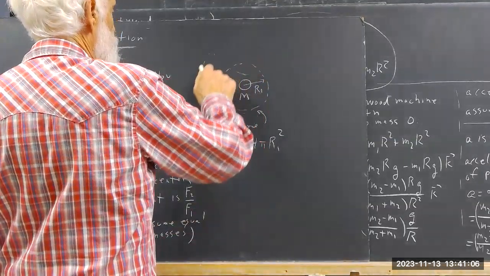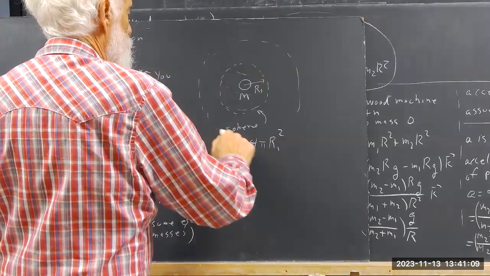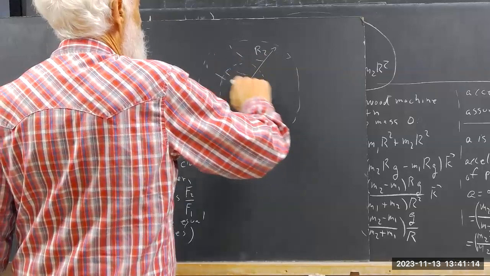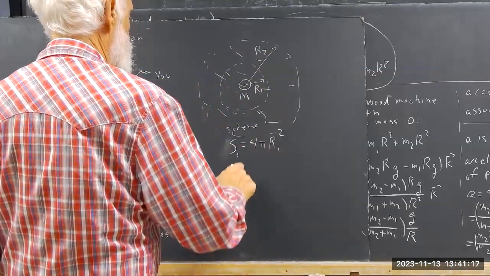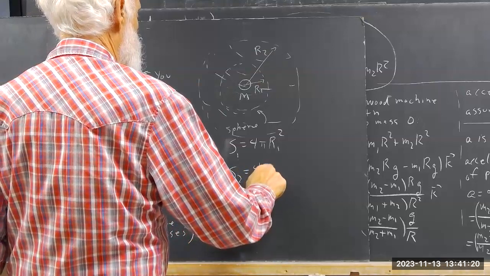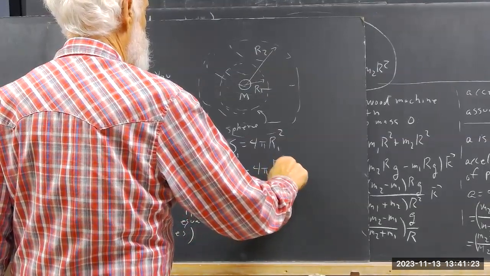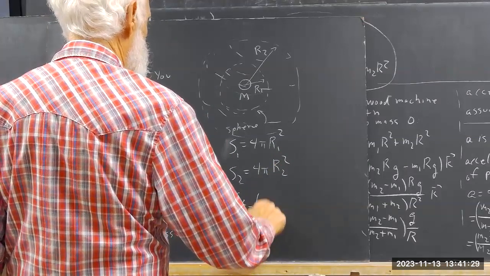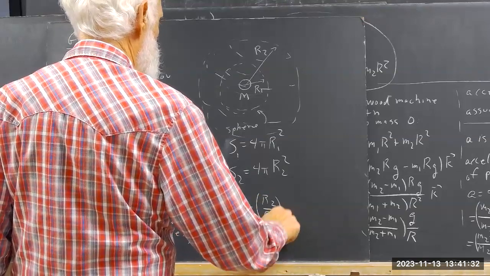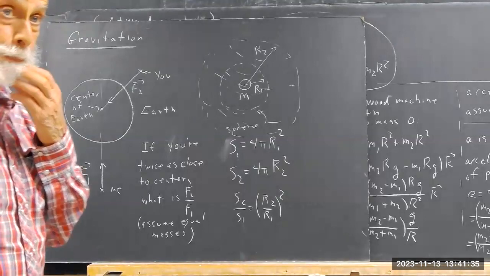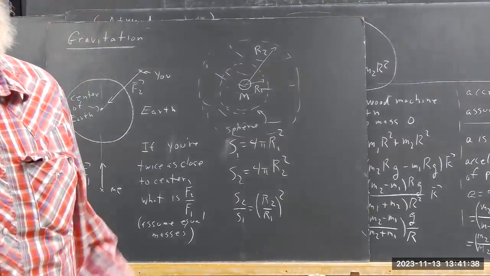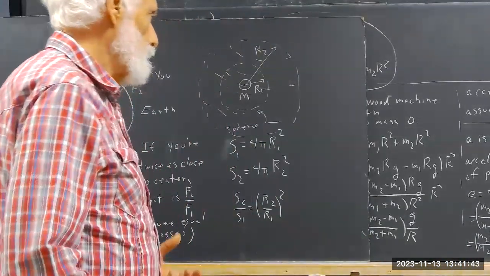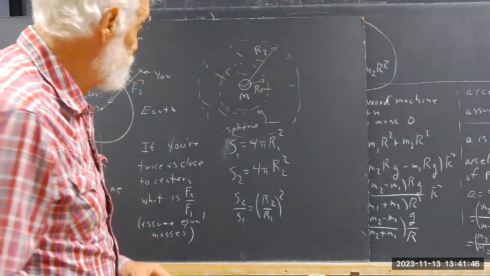Well, let's do another one at some other distance, R2. Clearly S2 over S1 is R2 over R1 squared, right? Now, this isn't a great analogy, but it still gives you a picture that's going to be really useful.